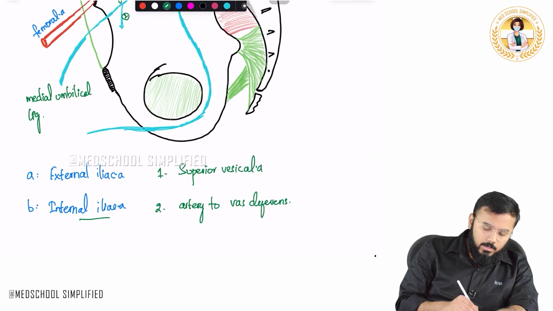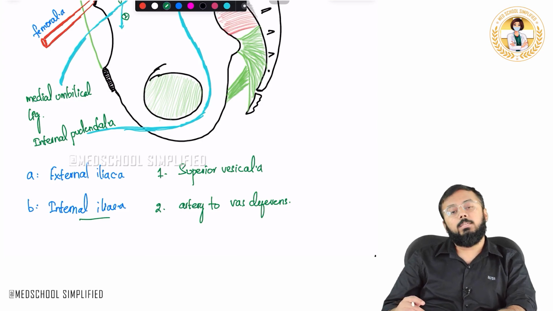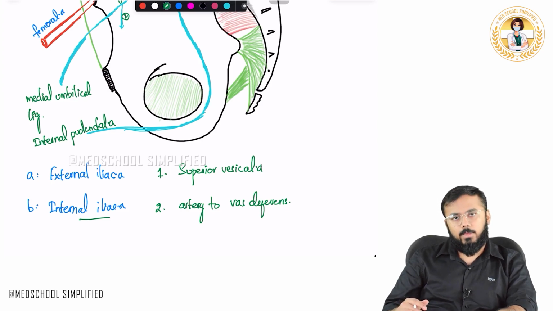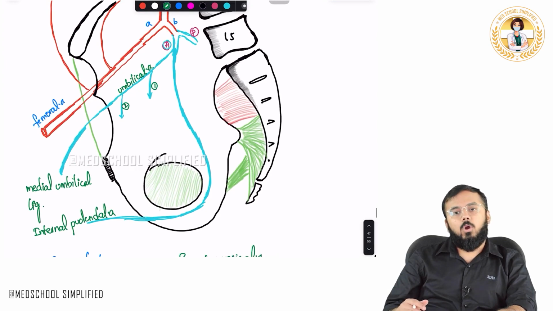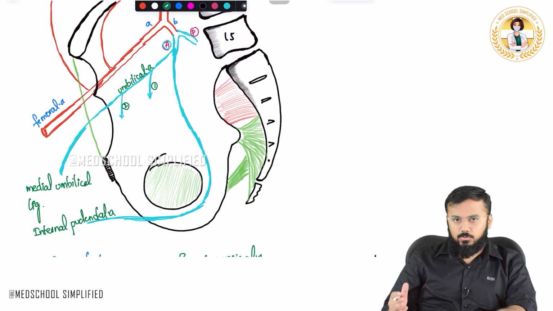It is continuing as the internal pudendal artery. Okay, now let us see what are some of the other branches which we will discuss over here.